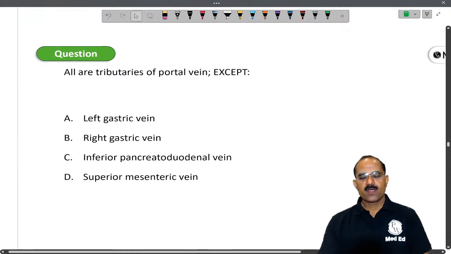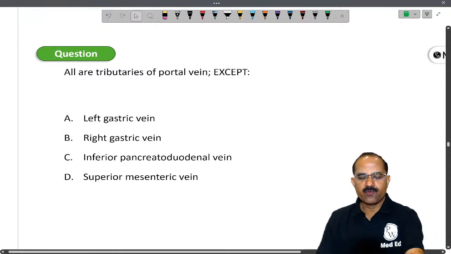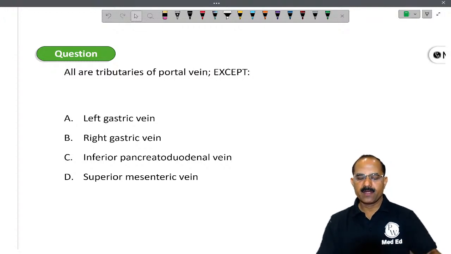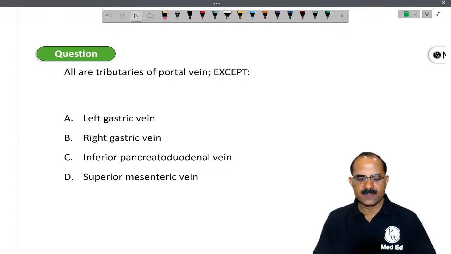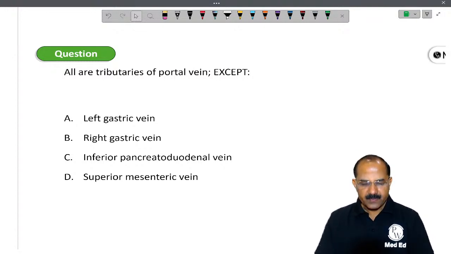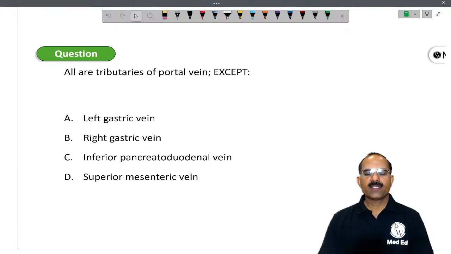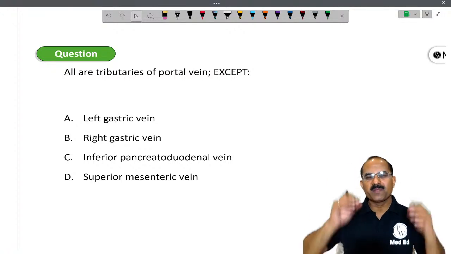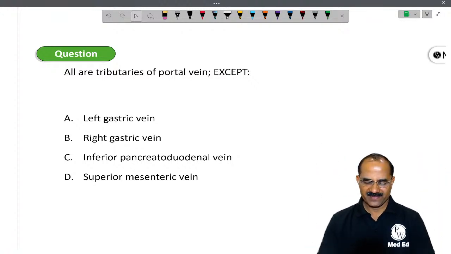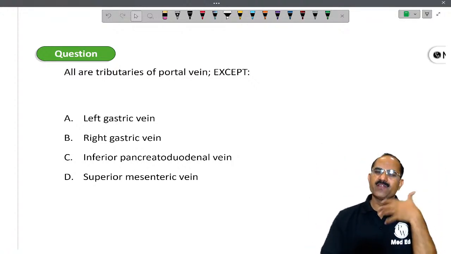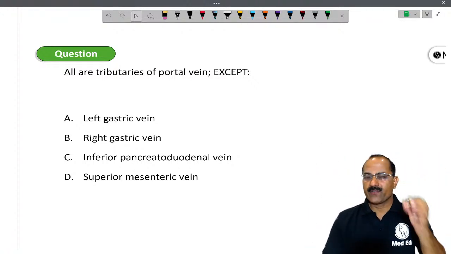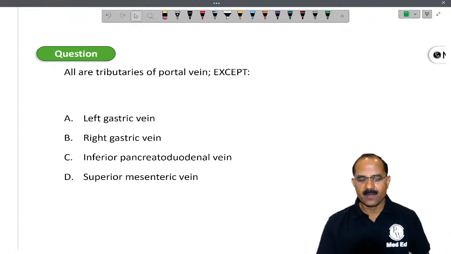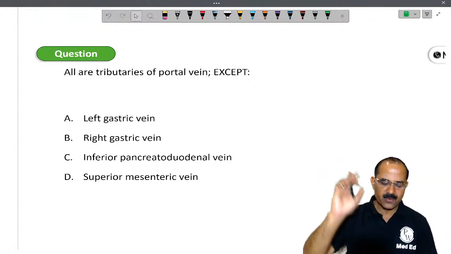Yes. All are tributaries of portal vein. Answer this. All are tributaries of portal vein except. Any guesses? Yes, where are the others? Dr. Nitin is answering, Dr. Shri is answering. Baki ke bachcho, where are you? Answer. Everyone try to answer. Be interactive. Galtiyan karo, that's fine. Yahan pe galtiyan karo, that's okay. But final exams, no mistakes.